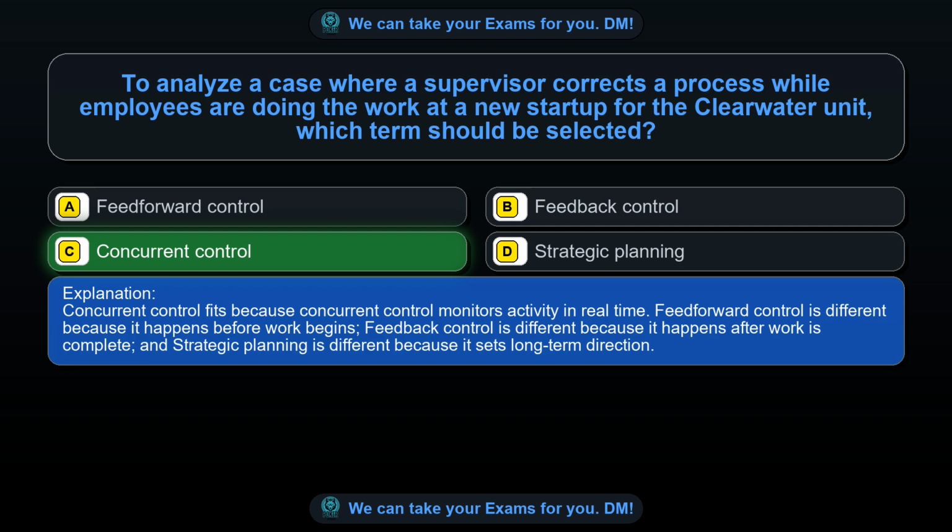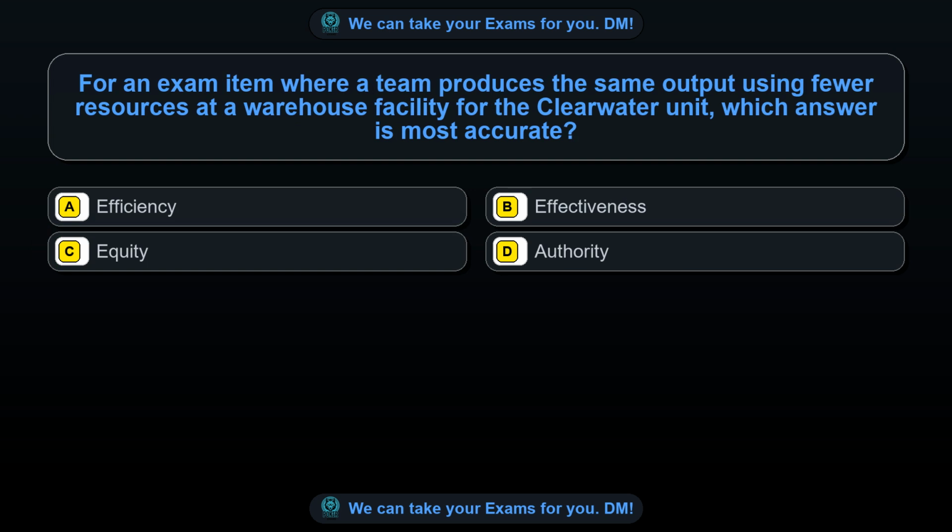Concurrent control fits because concurrent control monitors activity in real time. Feed-forward control is different because it happens before work begins. Feedback control is different because it happens after work is complete, and strategic planning is different because it sets long-term direction.